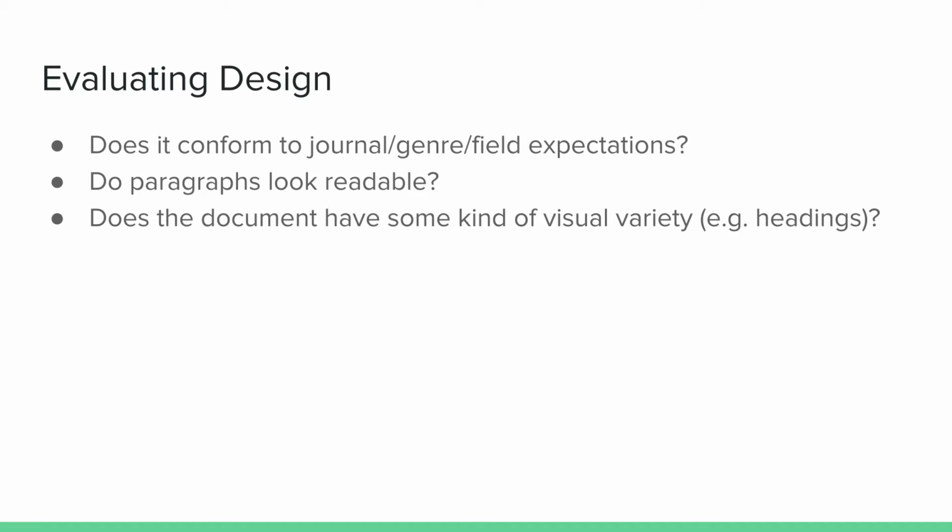And finally, issues of design are going to be relatively easy to evaluate for us because academic genres have very specific formatting guidelines according to the journals you submit to. So the biggest question you'll ask yourself is, does it conform to the journal or the field? You might also look at whether on first glance paragraphs look readable. Are they obnoxiously long? Are they ridiculously short? Does there need to be something to break up the paragraphs, like headings?